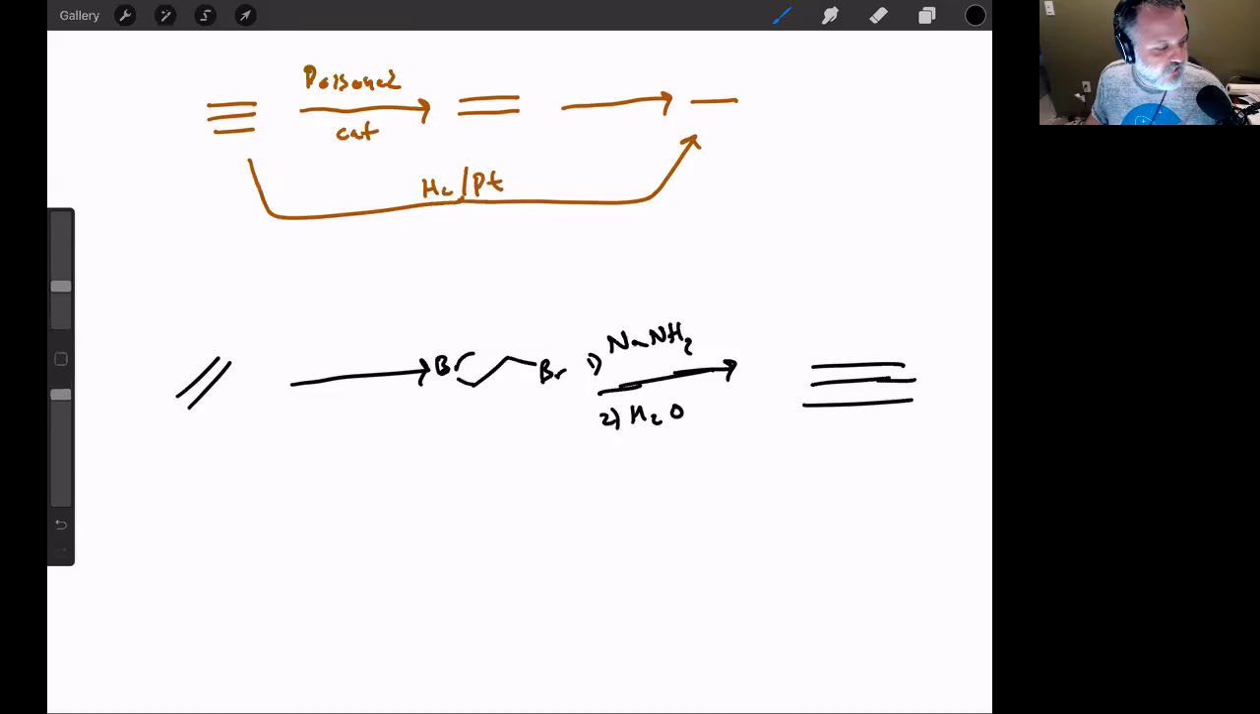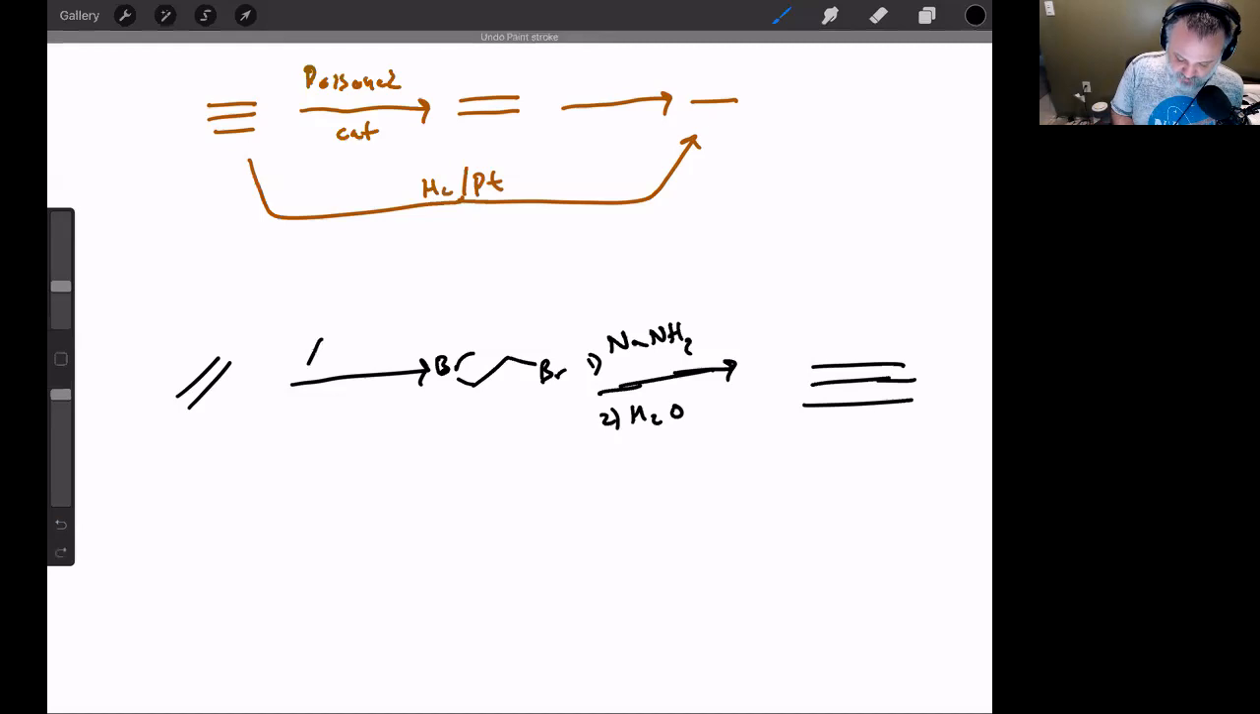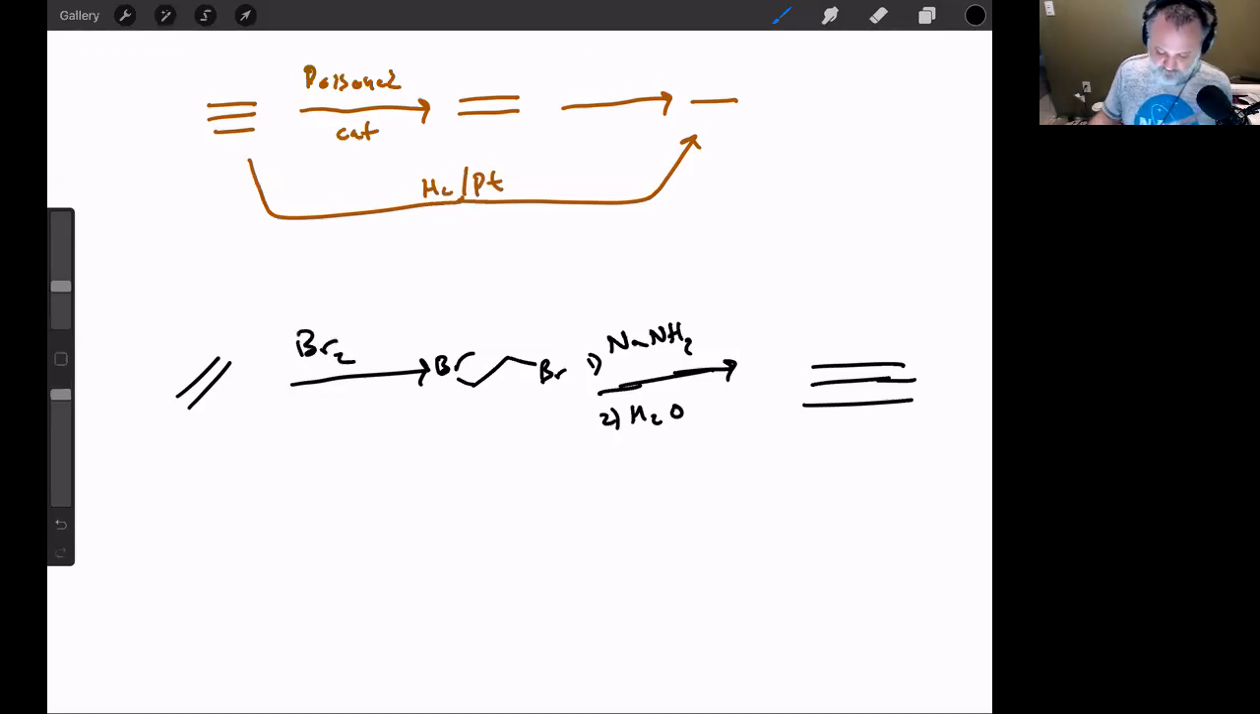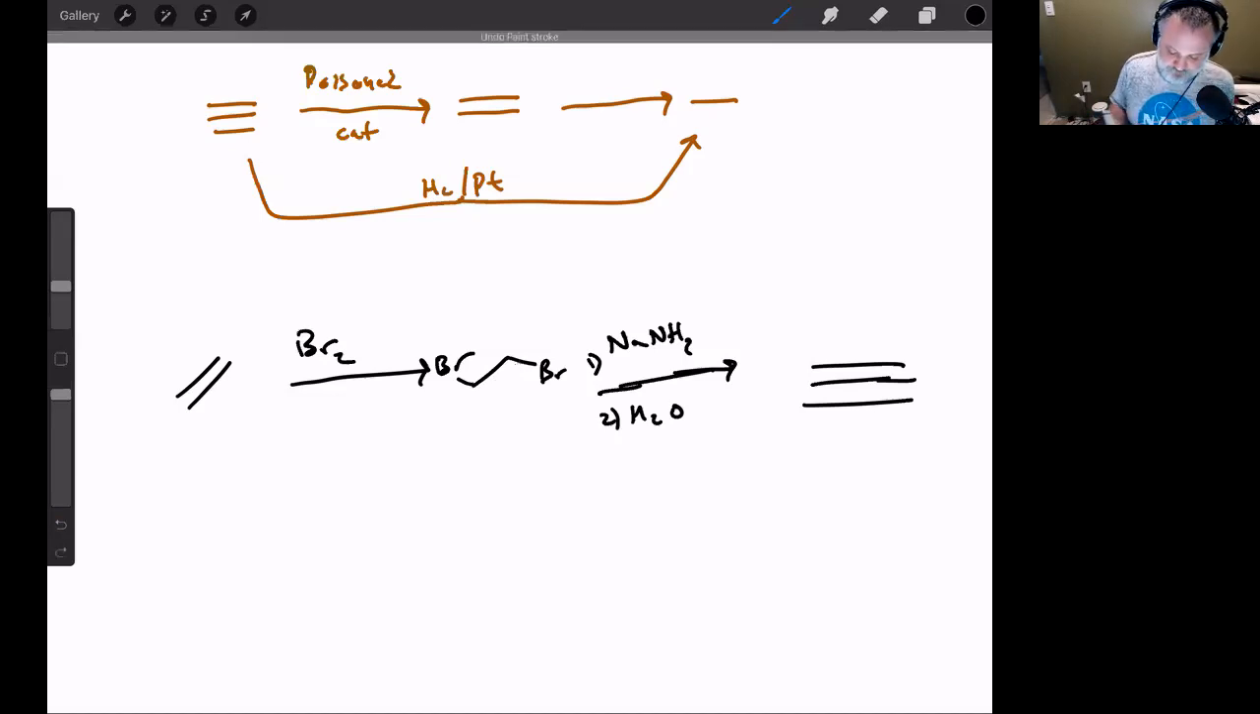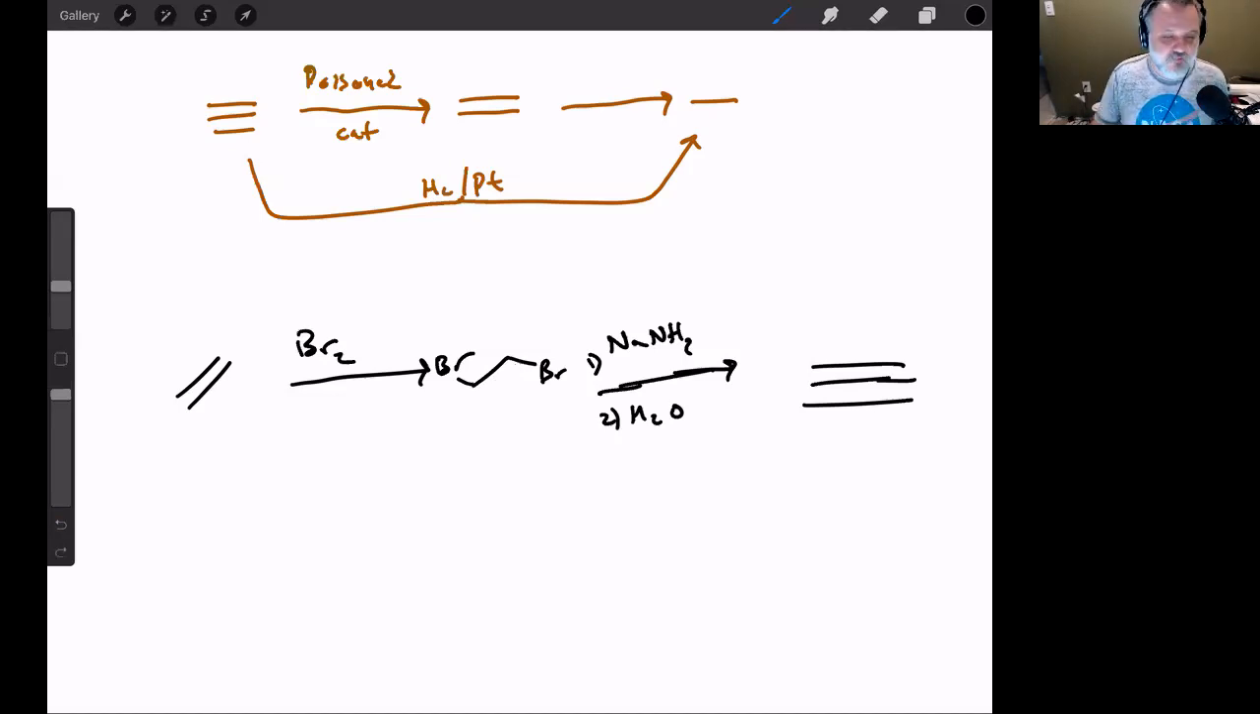And so we do know how to form this vicinal dihalide from the alkene because we know how to do the addition of Br2 to the alkene. And so this is another set of how we're going to combine all of these reactions that we've learned in the last two chapters together in order to do some synthetic chemistry. And so let's just do a couple more practice problems real quick.